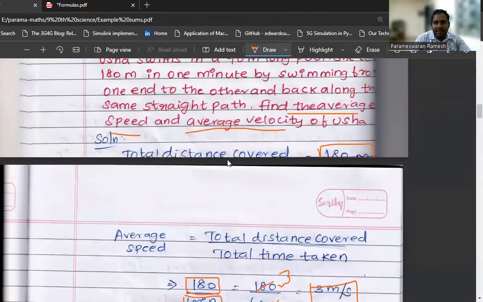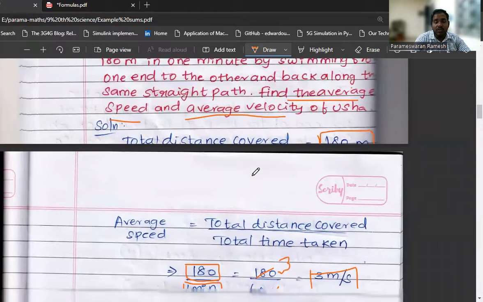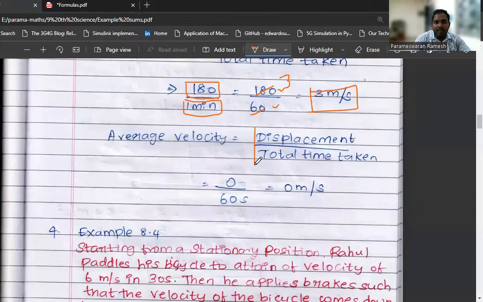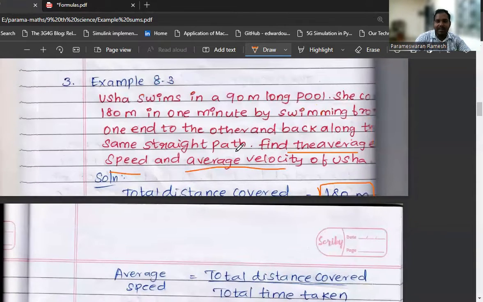So what is the second question they ask? Find the average velocity of Usha. Average velocity is equal to the displacement by total time taken. To find the displacement, displacement is final position minus initial position. So read the question once again. She covers 180 meter in 1 minute by swimming from one end to the other end and back.